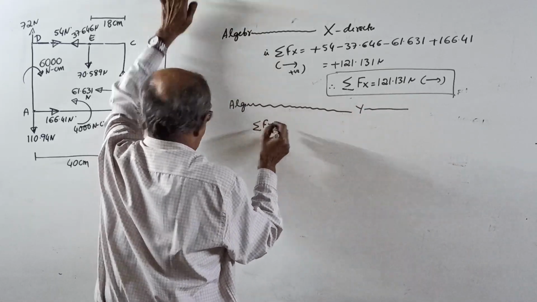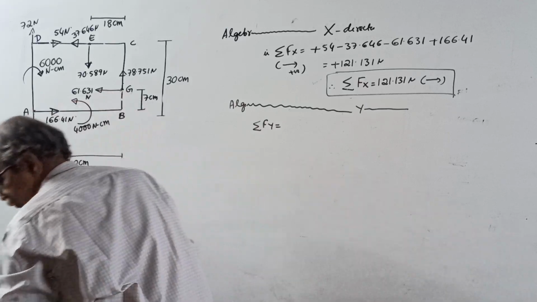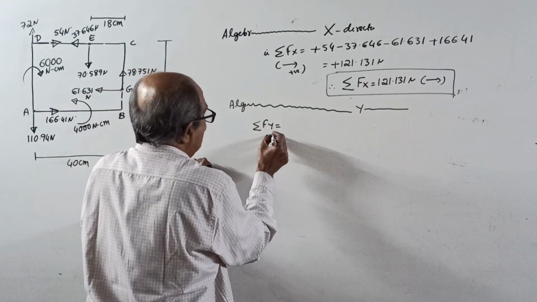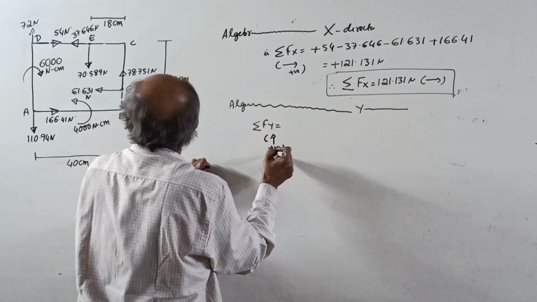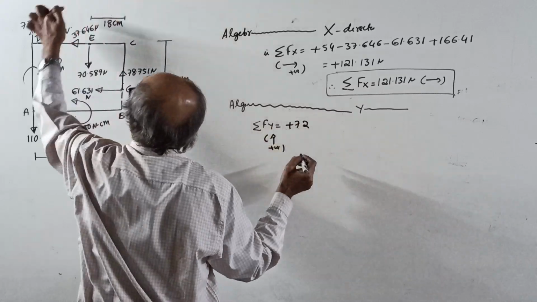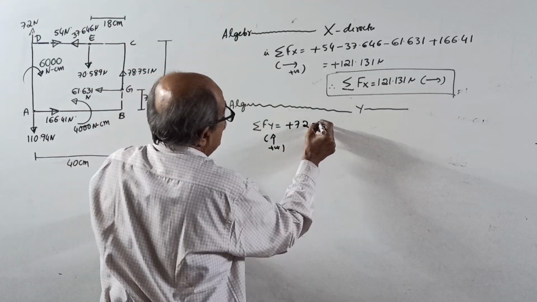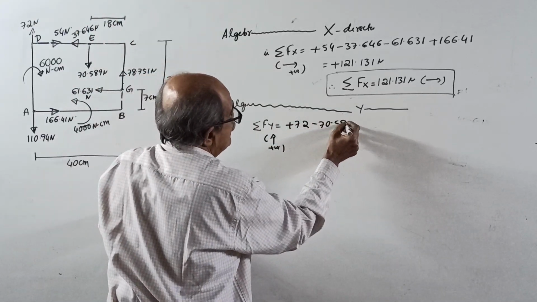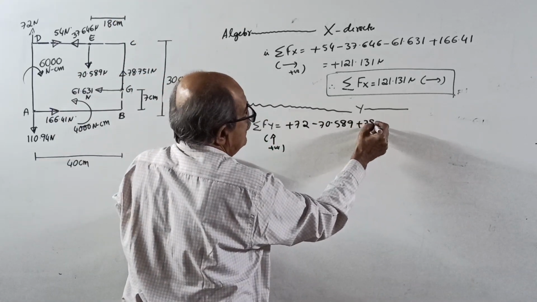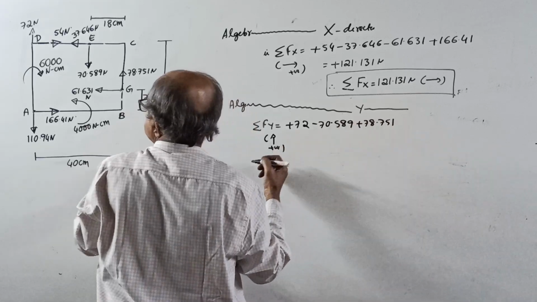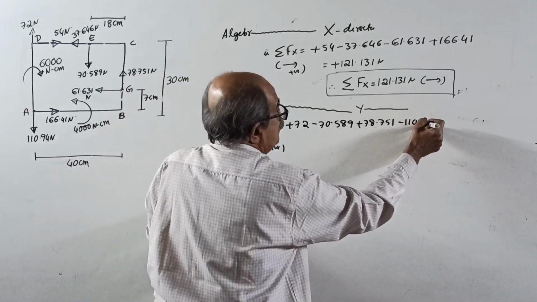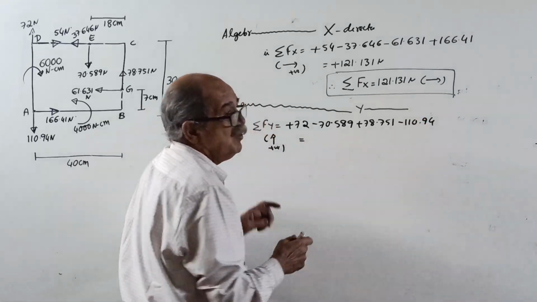sigma Fy equal to, we will take upward positive, start here: plus 72 minus 70.589 plus 78.751. I will tell one more thing later. Minus 110.94. Usually I am careful while calculating.